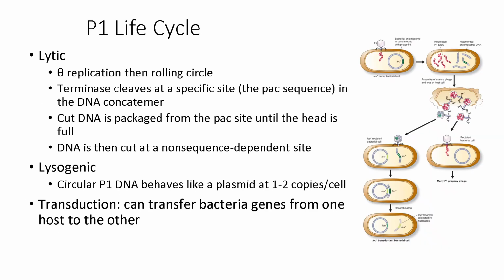In the lytic phase, P1 DNA replicates using theta and rolling circle mechanisms. The DNA is cut at a pac site, packaged into capsids, and then cleaved again when the head is full. In lysogeny, P1 DNA exists as a plasmid, maintained at 1 to 2 copies per cell. This plasmid form allows P1 to mediate transduction, transferring bacterial genes between hosts.